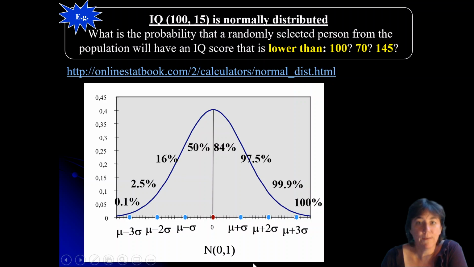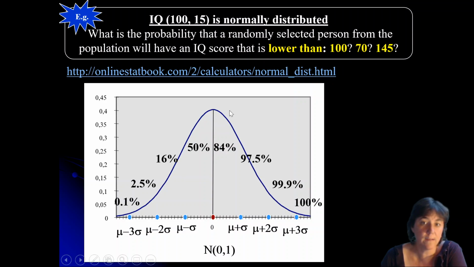Another example: if I state that IQ is 100, 15, meaning that 100 is the mean and 15 IQ points is the standard deviation, and it's normally distributed, then we can ask, what is the probability that a randomly selected person from this population, see, we can draw conclusions for the population just based on this notion and calculations using statistics. So what is the probability that the IQ score of a person will be lower than 100?